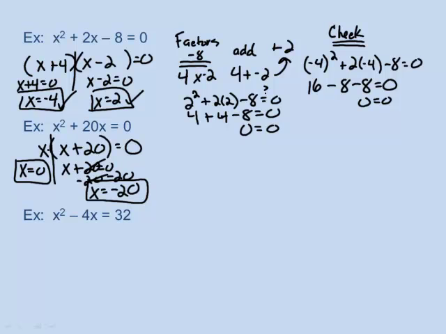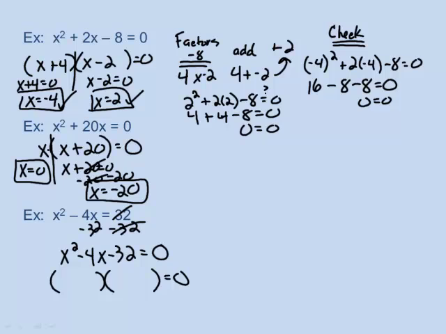Third example, x squared minus 4x equals 32. First step, you have to move that 32 to the other side of the equation and set it equal to 0. So we've got x squared minus 4x minus 32 equals 0. Combine any like terms, but there aren't any. So your next step is to get that left-hand side, or the non-zero side, to factor.